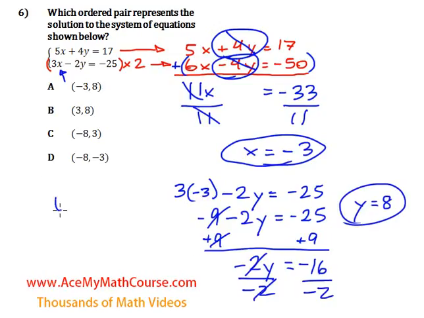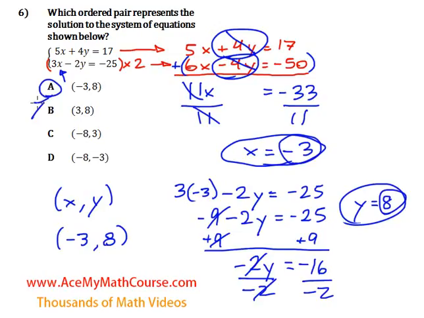Great, so we want the answer in x comma y format. So that's just negative 3 comma 8, because x is negative 3, y is 8. So the answer is A. Negative 3 comma 8. That's it.